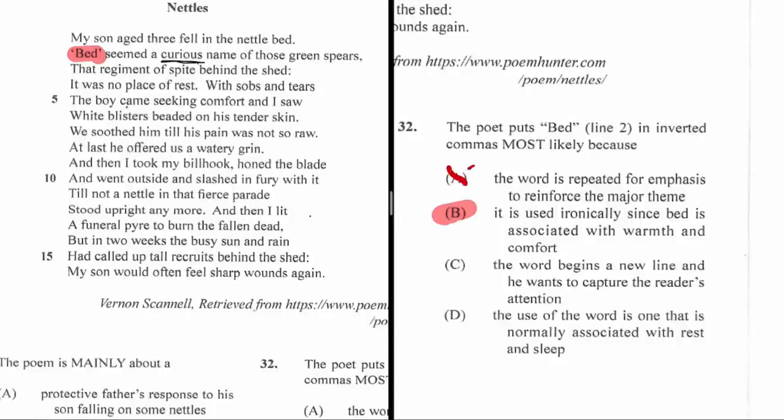Bed is not repeated for emphasis, and it certainly does not reinforce any theme in this poem. There's nothing really special about bed besides the ironical usage. This is absolute stupidity right here. No real poet will use inverted commas just to capture your attention randomly. And D is actually the opposite of the correct answer. The use of the word is one that is normally associated with rest and sleep. Yes, but not this usage. This usage here is associated with pain, not rest and sleep. So while bed is normally associated with rest and sleep, the inverted comma here is showing the opposite association of the word.